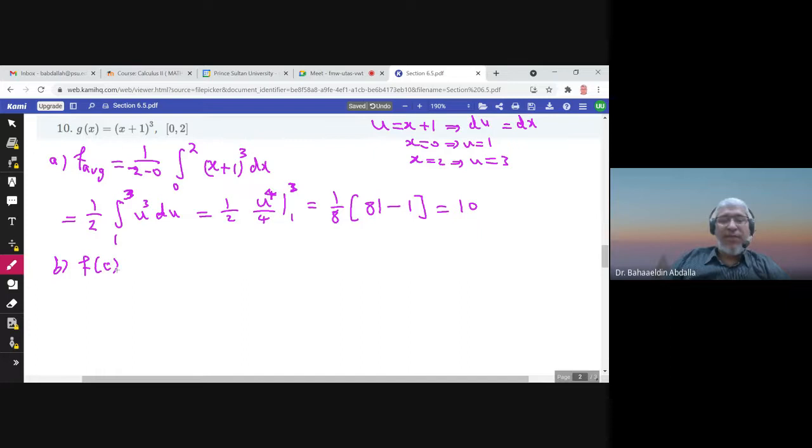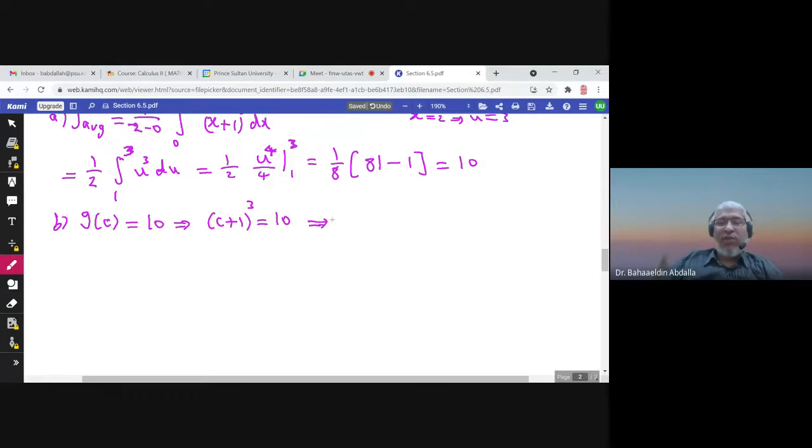Part B, find c such that f of c equals f average, which is 10. So what is f of c? Here, the function is g. So we can say that this is g average, and also g of c equals 10. So g of x equals (x plus 1) cubed. What would be g of c? We replace x by c. So I have (c plus 1) to the power 3 equals 10. And now solving this equation will give you the value of c. So to solve this equation, I take the cube root of both sides, and then I take -1 to the other side, and this would be c.